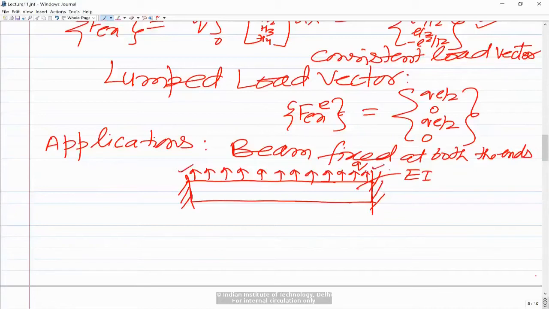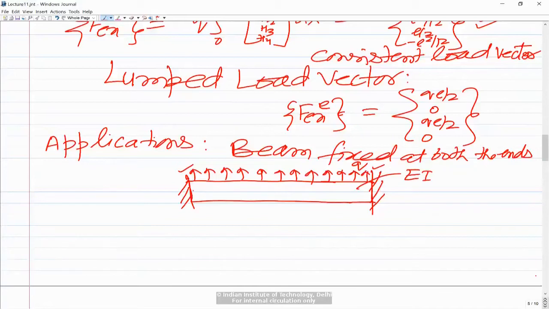So if we are discretizing this into only one element, then all the 4 degrees of freedom would be 0. So it will give you a zero displacement everywhere. So that would be a trivial solution. So for this, at least you have to discretize this into two elements, two noded Euler-Bernoulli beam finite elements.